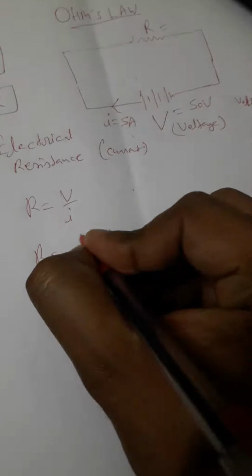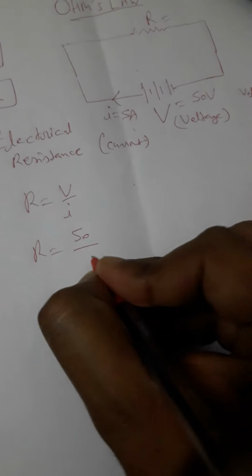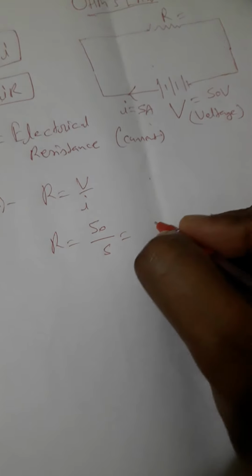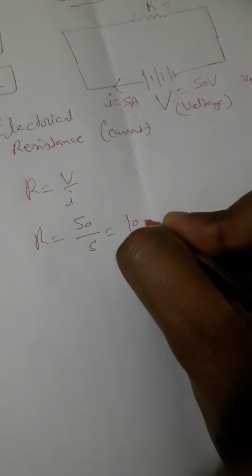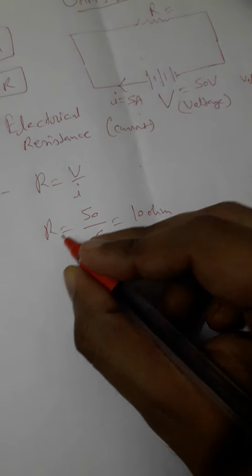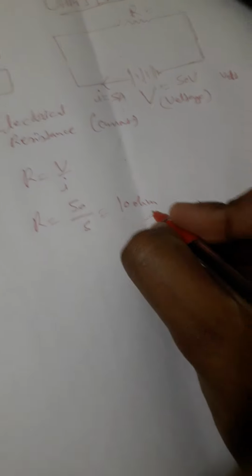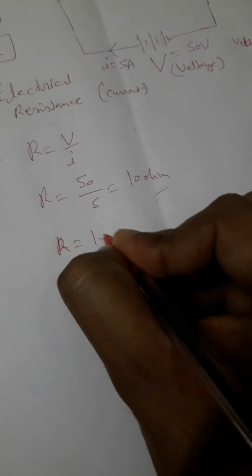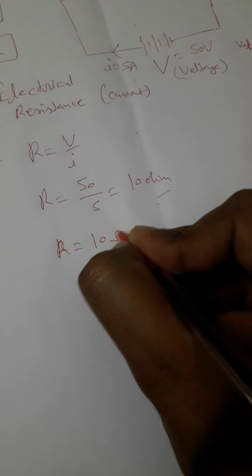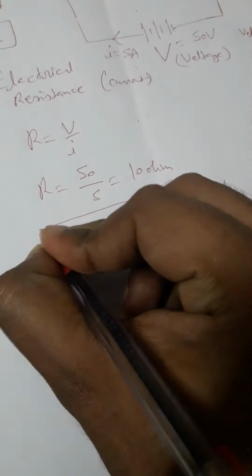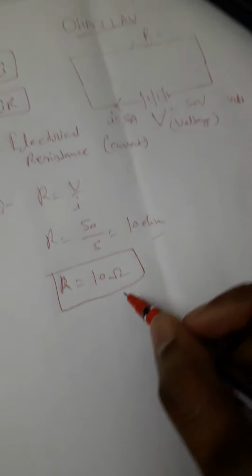V is 50 volts and I is 5 ampere. So divide these two, you get the answer 10 ohm, because ohm is the unit of resistance, and in symbolic form it can be written like this, correct? So 10 ohm is the total resistance of this circuit.